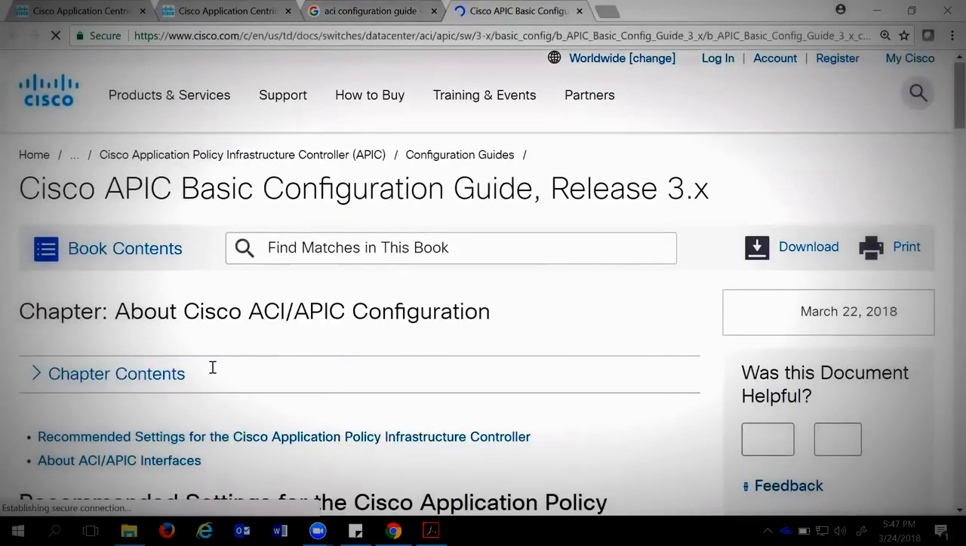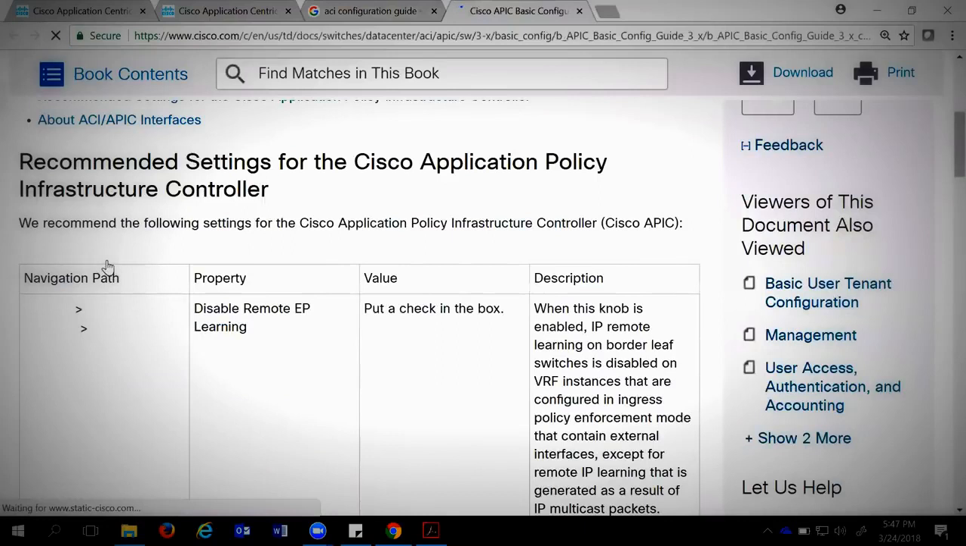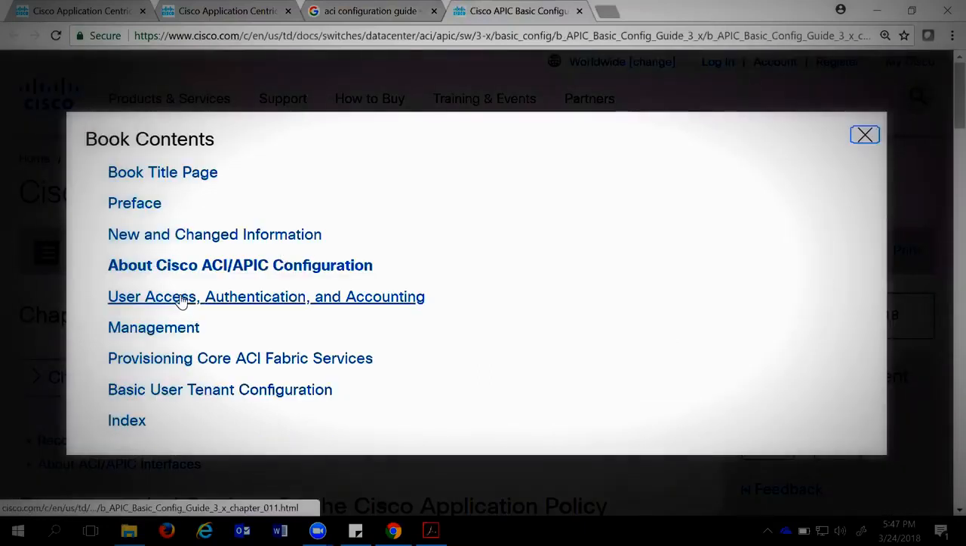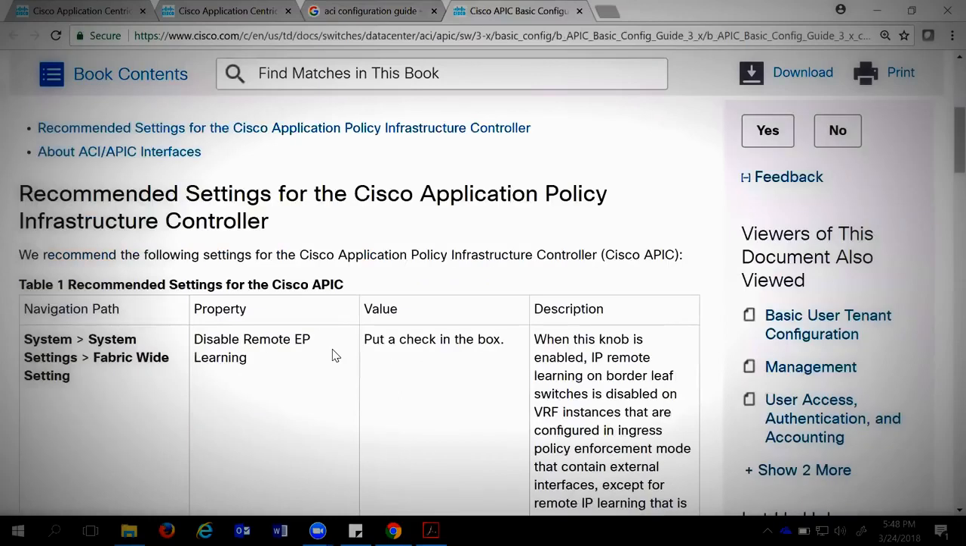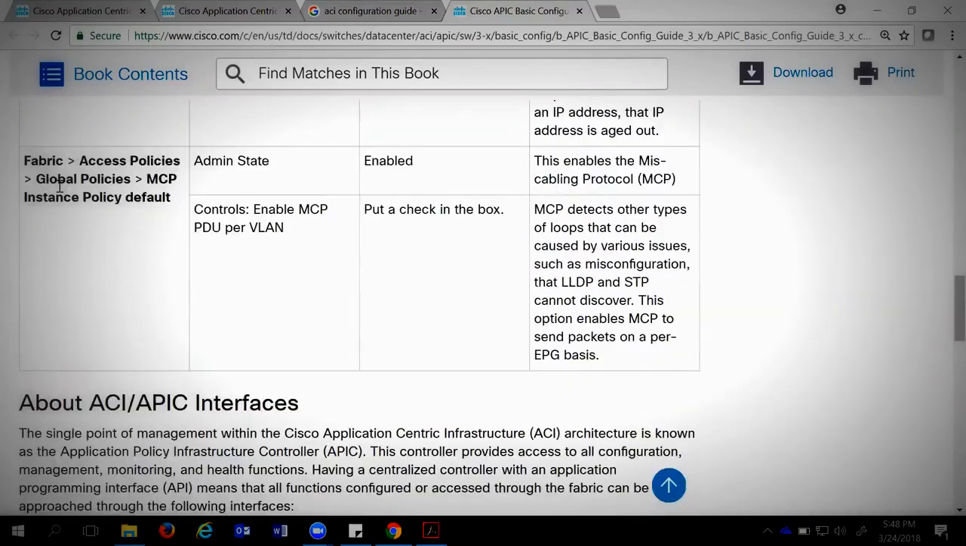In this guide, you're going to find the different authentication basic configurations and how to provision your fabric services. You're going to find a lot of information in it. But mostly, the things we're going to do are not achieved at the command level.